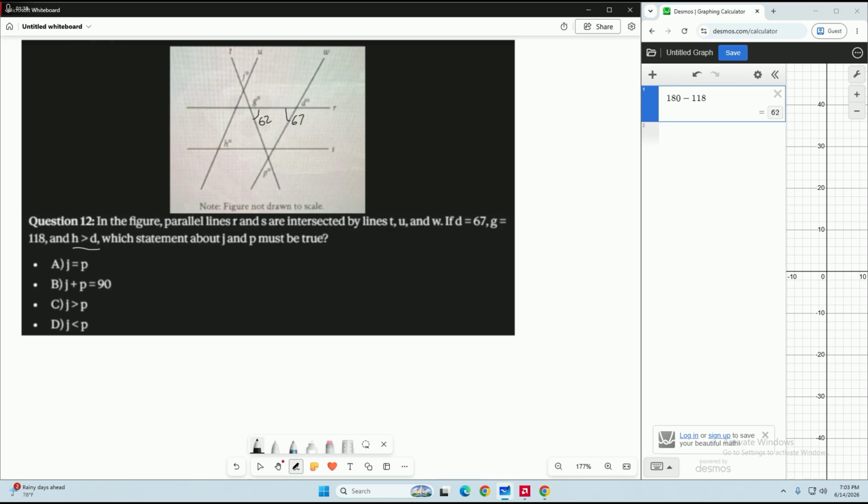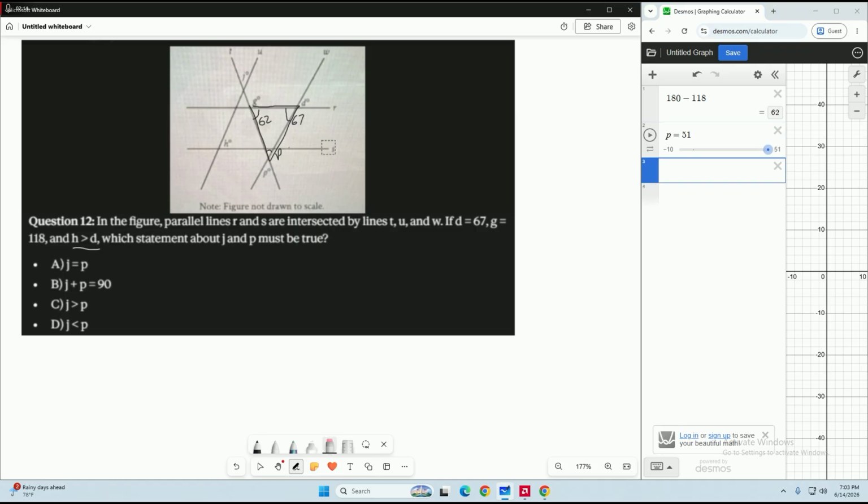If I know that this is 62 and this is 67, I can find the value of P, because this angle is also going to be angle P since these two angles are vertically opposite, so they must be equal. Then you can see that this forms a triangle, where these three angles are the angles of the triangle. So 62 plus 67 plus P must be equal to 180, which means P is equal to 51. So I'm just going to say P is equal to 51 right there.